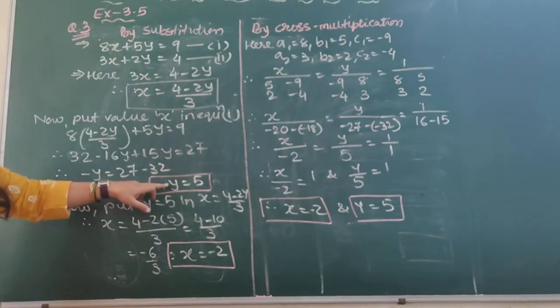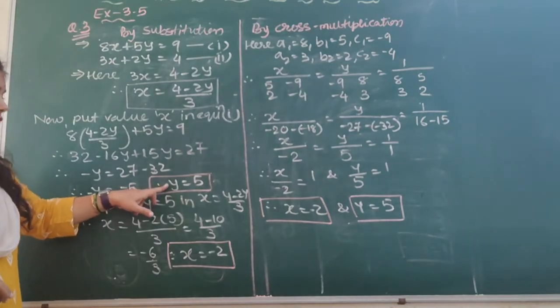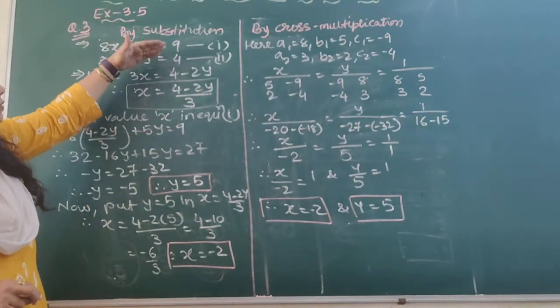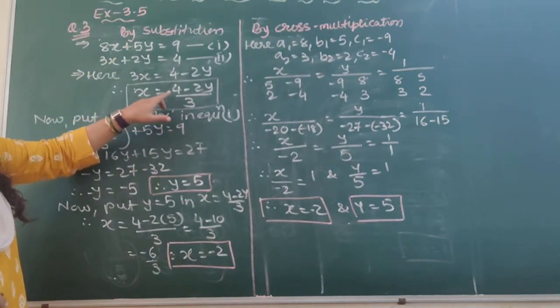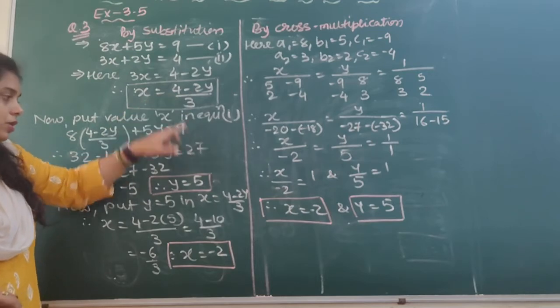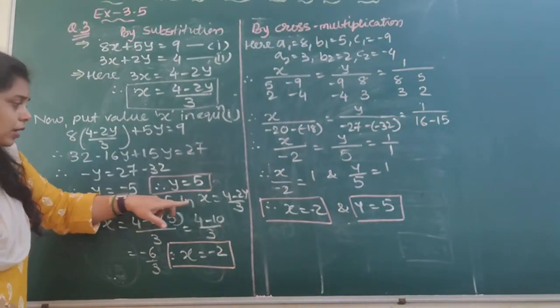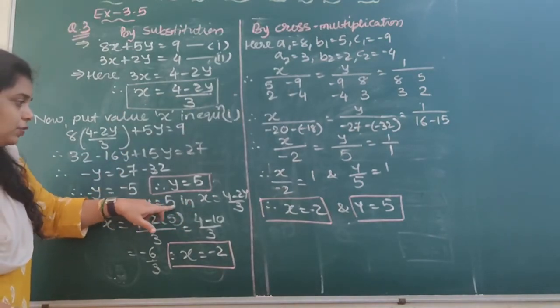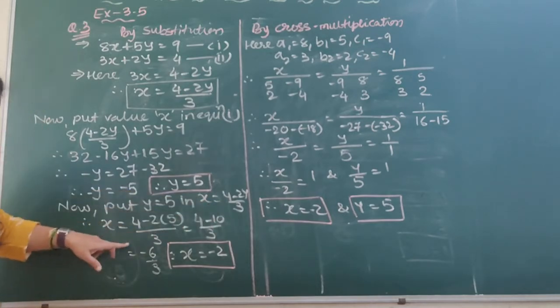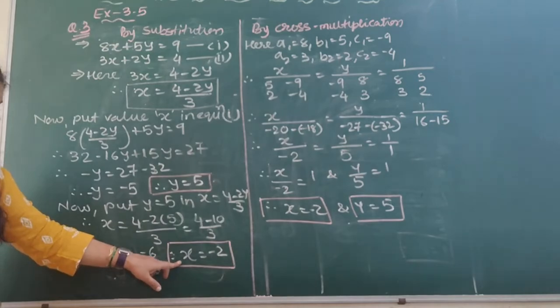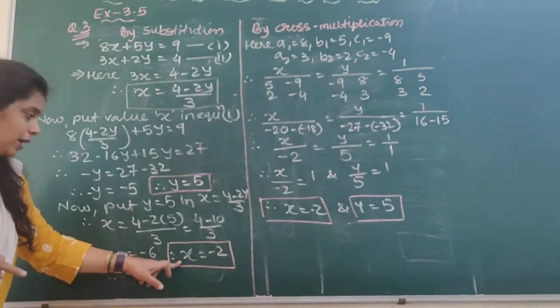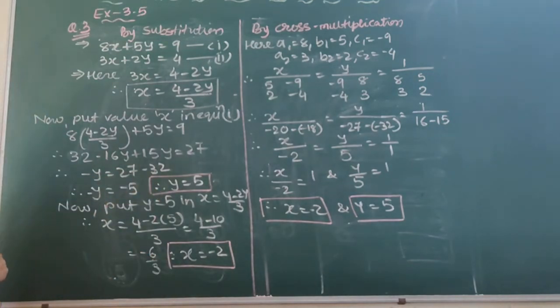And what is the next step? Put this y into either the first equation or the second equation. I found it easy to put the value of y in this one. So I substituted y is equal to 5 in this, and finally I got x is equal to minus 2. So by the substitution method, I got x is equal to minus 2 and y is equal to 5.